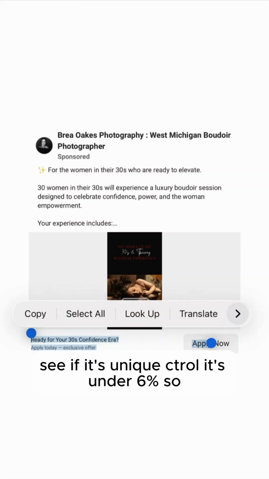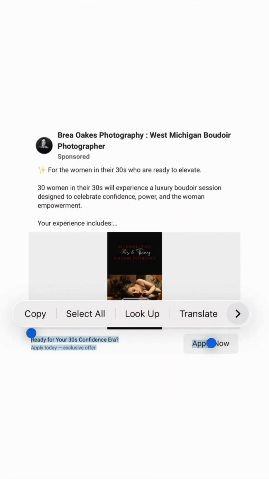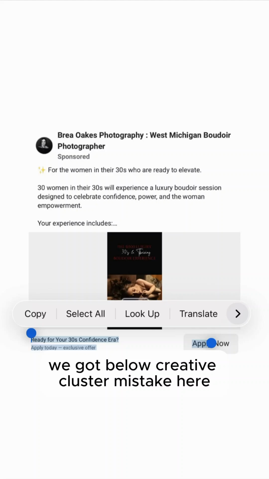See if its unique CTRL is under 6%. So let's see. We got below creative cluster mistake here.